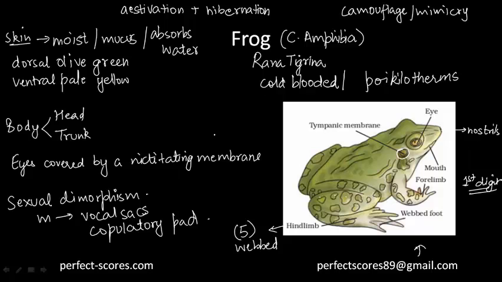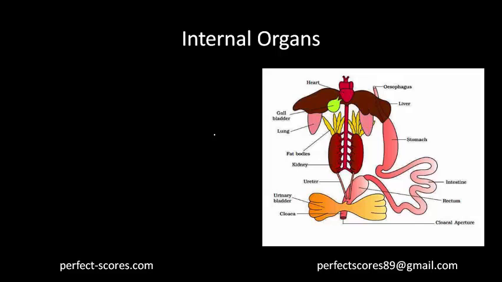The next important thing is how the internal organs of a frog look. Here's a diagram to help you understand this in a better way. You can see the heart, the esophagus, the liver, the stomach, the intestine, the rectum, the cloacal aperture, which is actually the end of the cloaca, and the urinary bladder, into which the ureters from the kidney come. Fat bodies are situated just next to the kidney. The lungs are there, and the gallbladder is close to the heart. So that is the structure.